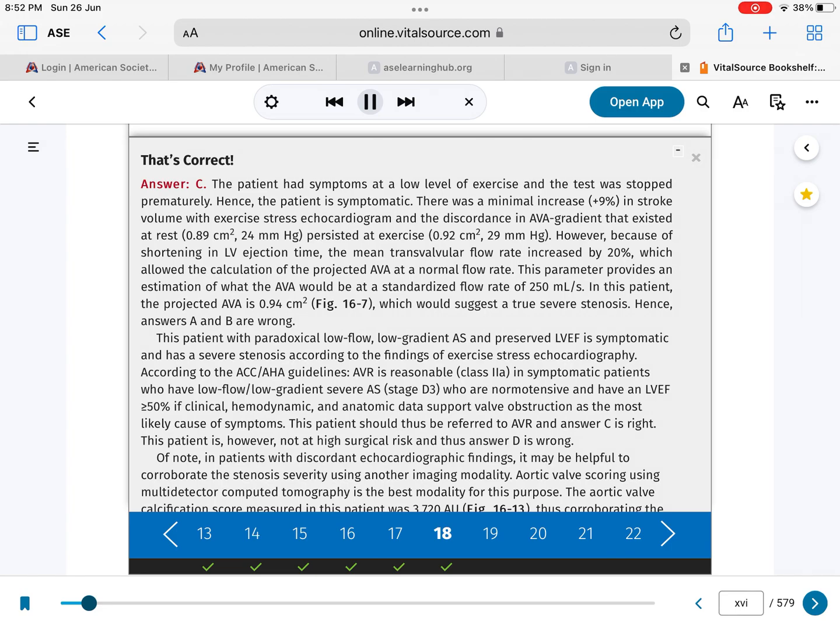The echocardiogram performed today shows an SV of 48 milliliters, indexed SV 30 mL/m2, an AVA of 0.89 square centimeters, indexed AVA 0.50 cm2/m2, a mean gradient of 24 mm Hg, an LV ejection fraction of 60%, and an LV end diastolic diameter of 42 mm. Video 16.5. The patient did not report any symptoms.